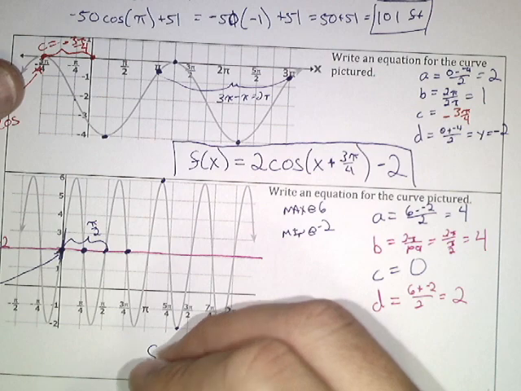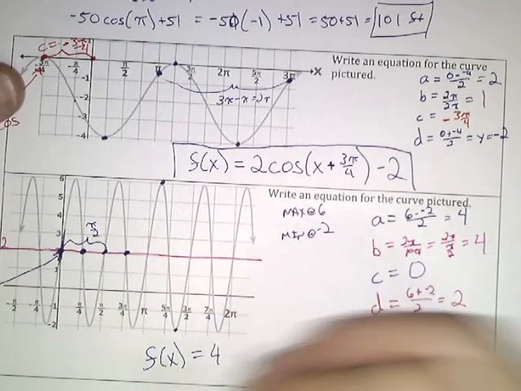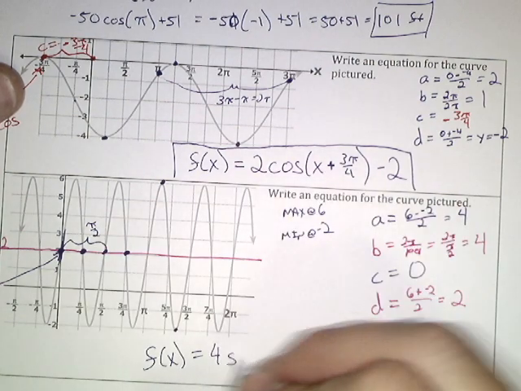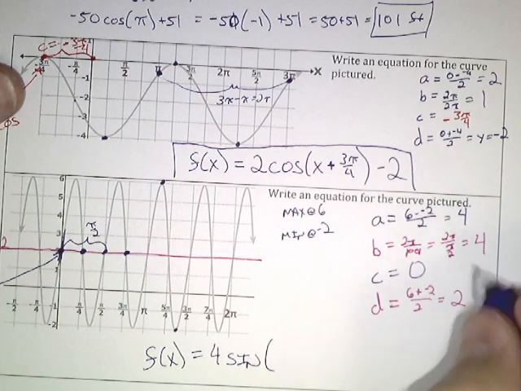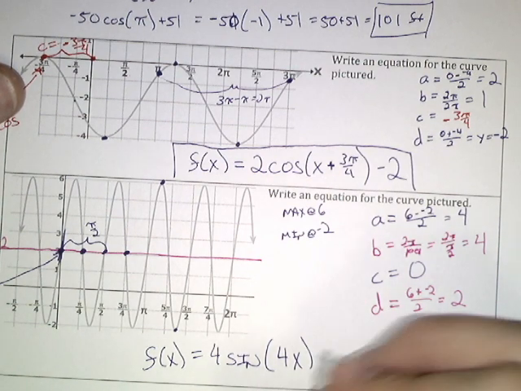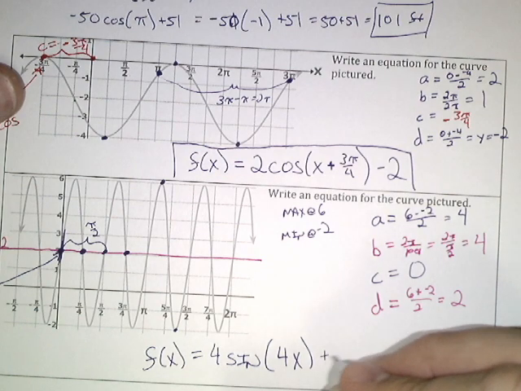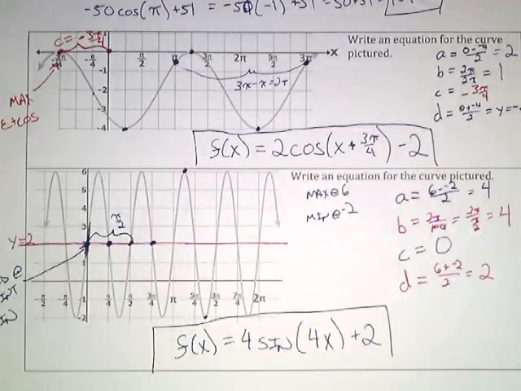So my final equation is f of x equals A, which is 4. I'm using positive sine because it's increasing. And then I will use my B, which is 4, times x, minus C, but I don't have a C, C is 0. And then my D is 2, so I will add 2, and there is my equation.